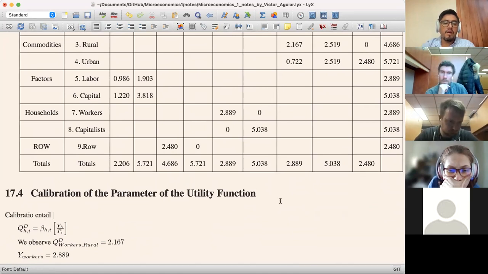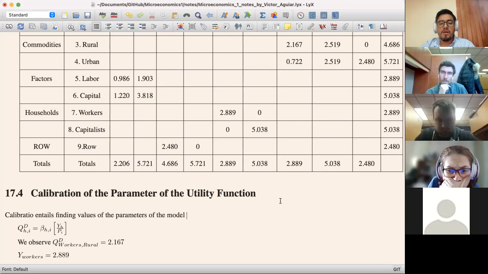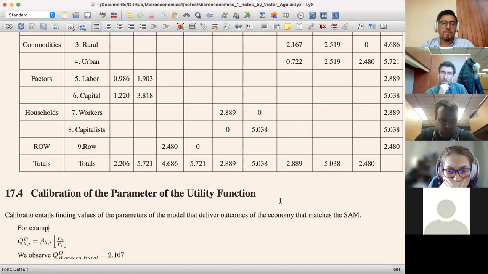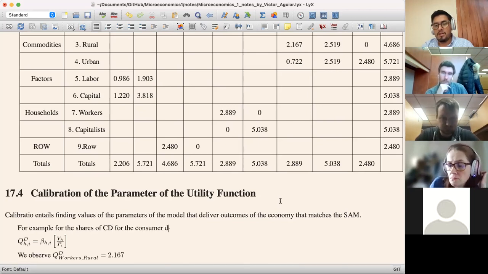entails finding values of the parameters of the model that deliver outcomes of the economy that match the sum. Okay? And then essentially, for example, for the shares of the Cobb-Douglas for the consumer demand function, we can do the following.